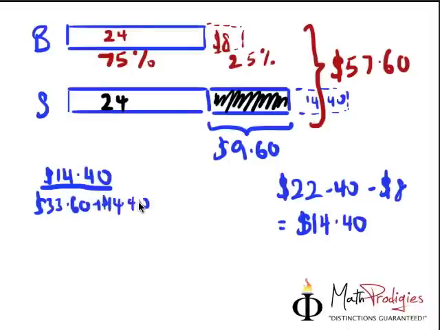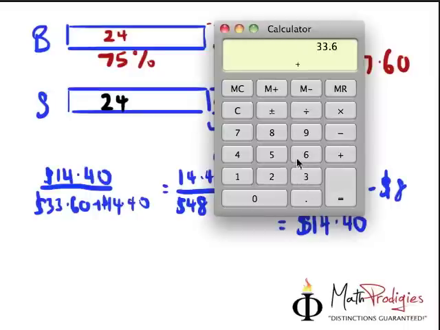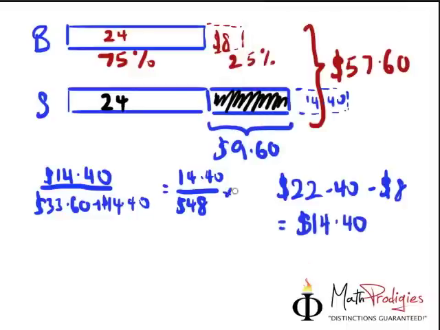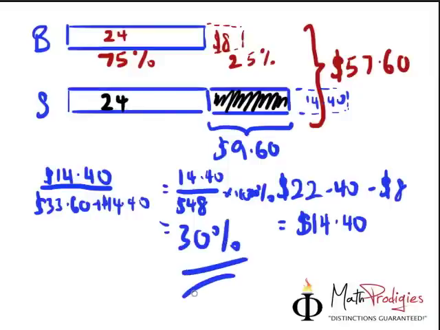So at the end, you will have something that looks like this: 14.40 divided by 48. Let's try this: 33.6 plus 14.4 gives you 48. Now 14.4 divided by 48 will give you 0.3. So are we done with that? No, we must times 100%. So times 100%, you will get the answer of 30%. So that is the final answer.